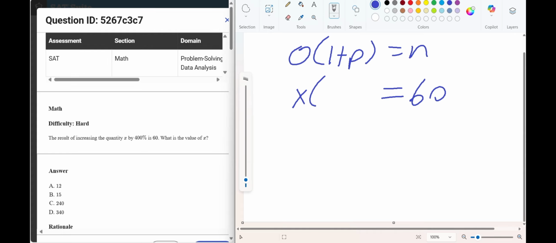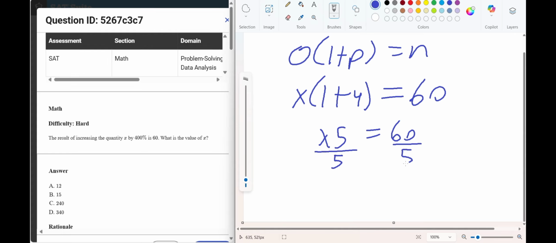If we're increasing by 400%, it's not 400% of the original number, it's a 400% increase. So 1 plus that 400% increase, or 1 plus 4. So x times 5, or 5x, has to be equal to 60. So to find that original number, again, we're isolating for O, or for x in this case, all we have to do is divide out 5. So then 60 divided by 5 gives us 12. So x should have been 12.